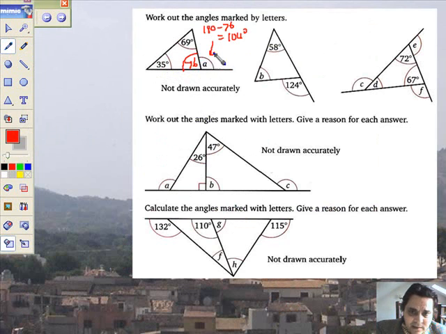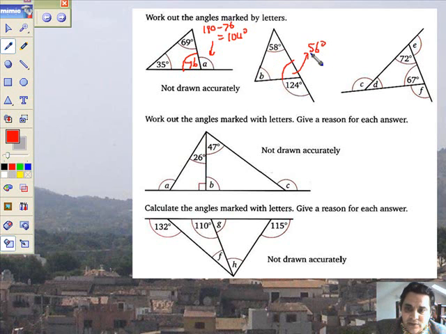And incidentally, 104 happens to be 69 plus 35 as well. Yeah, 104, so that's good. Again, this one, angle B, I can't get it directly, but I can work out the leftovers for that straight line. Well, that's going to be 180 take away 124, that gives me 56.